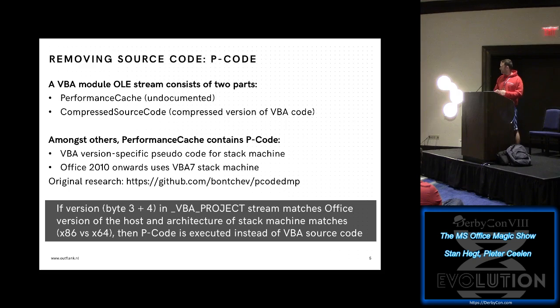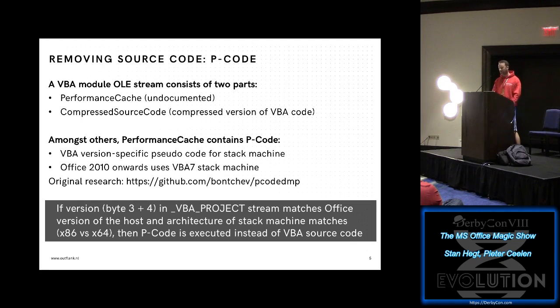And as Dr. Bonchev has done some really good research into this, and he shows that on his GitHub, what actually happens is the following. If you open a Word file or an Excel file containing macros, and both the version specified in VBA projects as well as the architecture, x86 versus x64, matches the version of Word or Excel that's running on the host, then this compressed source code, the actual code, is completely ignored, and the P-code is run instead of the VBA.